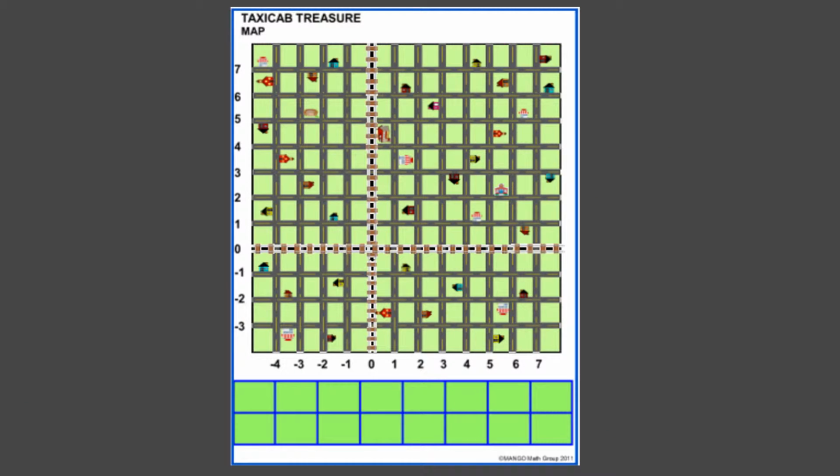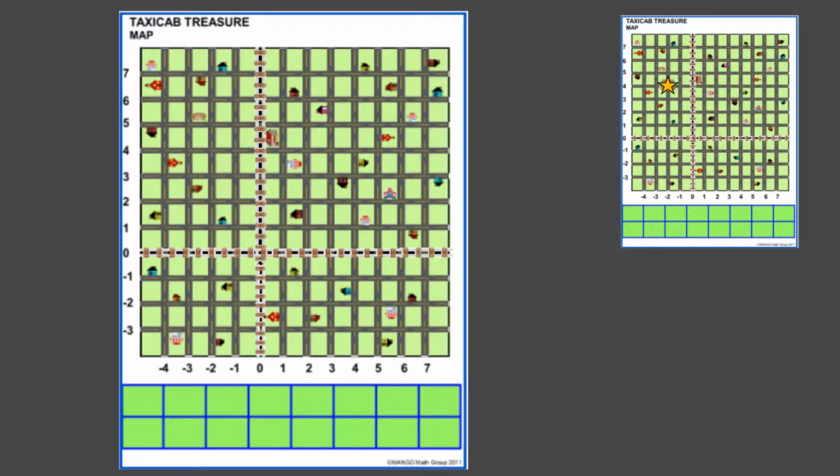To start this activity, one student, without the others seeing, will be the person who hides the treasure. They can put the treasure anywhere on the board that they would like to place it. So let's say I put my treasure right there. I'm going to mark it with a star so you can see it better. And I am going to remember that spot, and I'm just going to keep my board hidden from the other players.